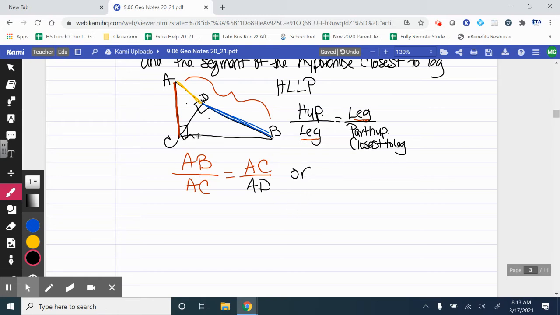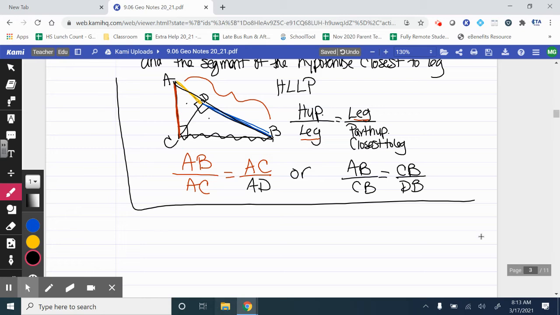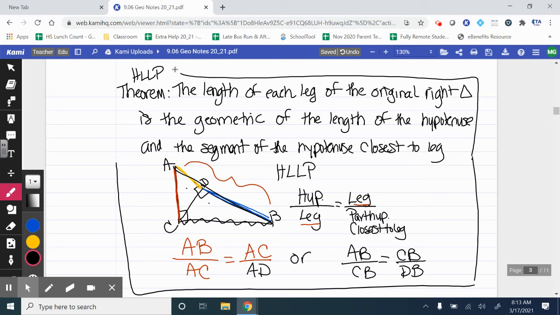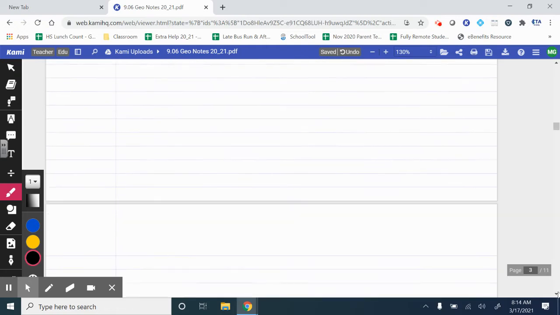Or if you wanted to use this leg, if that's maybe the leg you were looking for, you would do the whole hypotenuse of the big triangle, which should be a straight line, over the leg, which is CB, equals that same leg over the part closest to that, which in this case would be the blue side. So the blue is closer to that squiggle line. And that's how we would set up our proportion for the leg rule, or the HLLP rule. Okay, so two theorems, the PAP rule and the HELP rule.